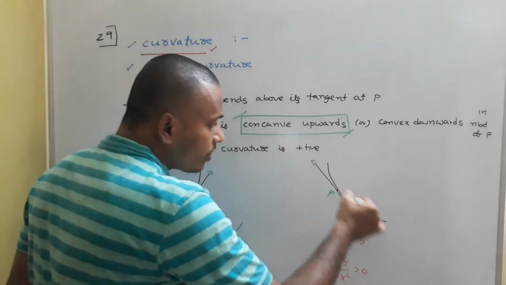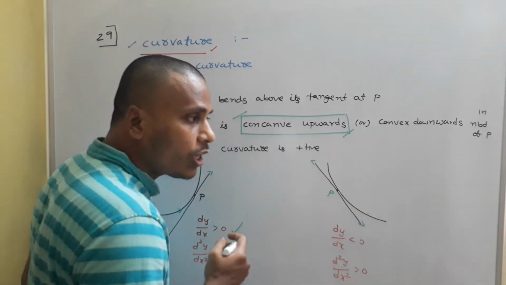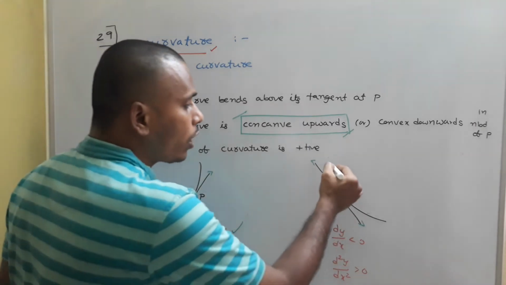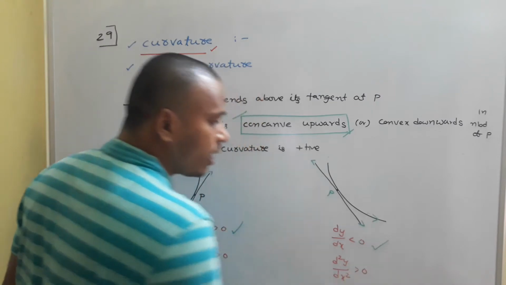Whereas here, the curve is decreasing. Always we will change x values from left to right. Always we will raise the values of x. According to the change in x, what can you say about the graph? The graph is decreasing, and so here dy by dx is less than 0.